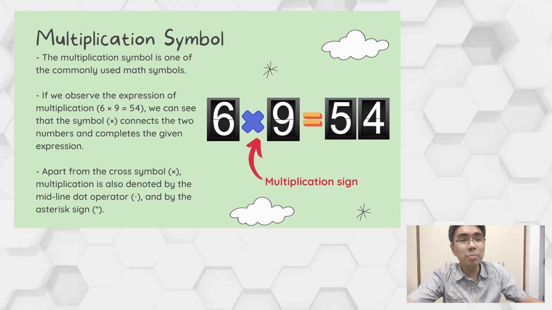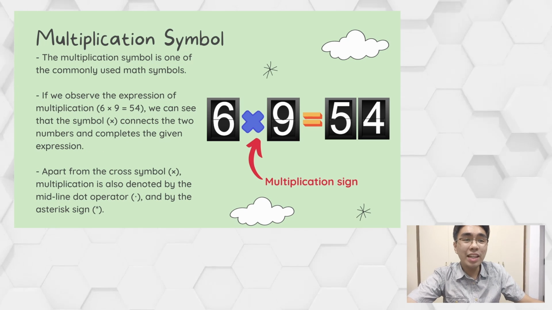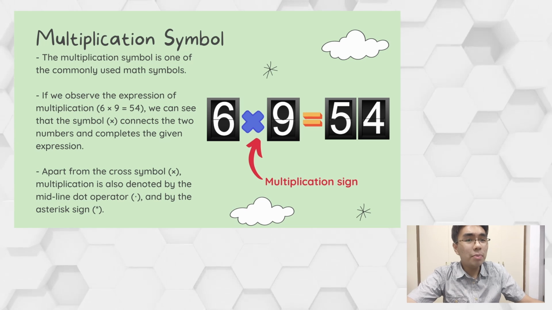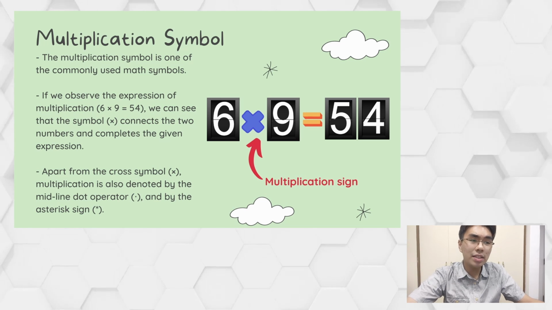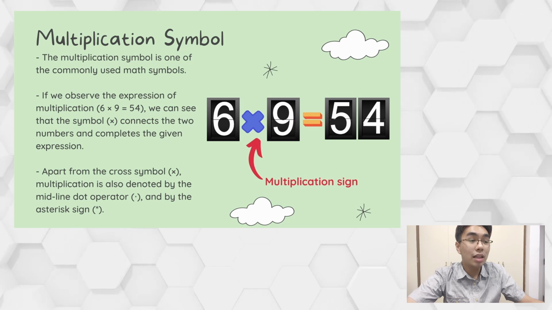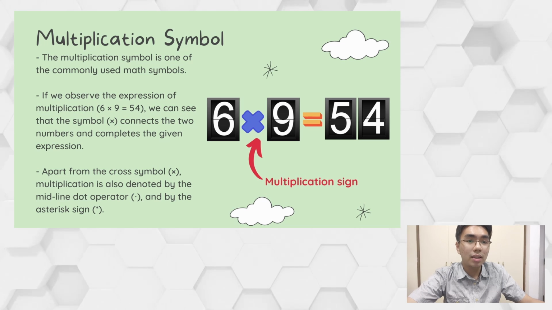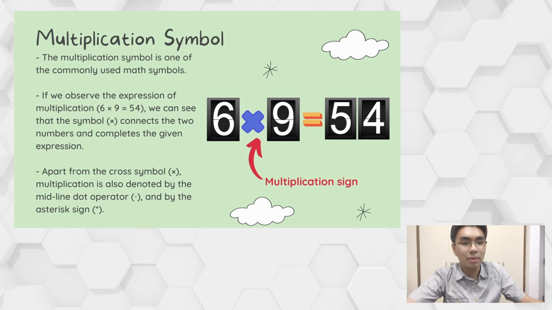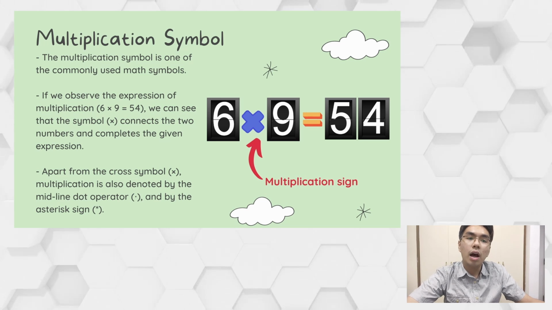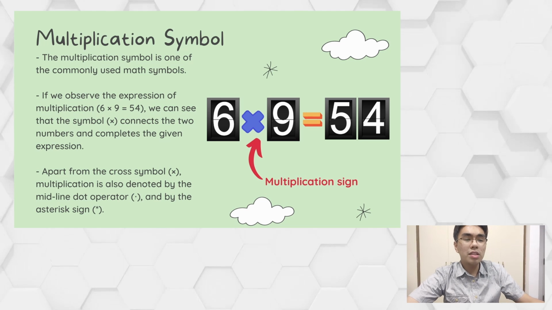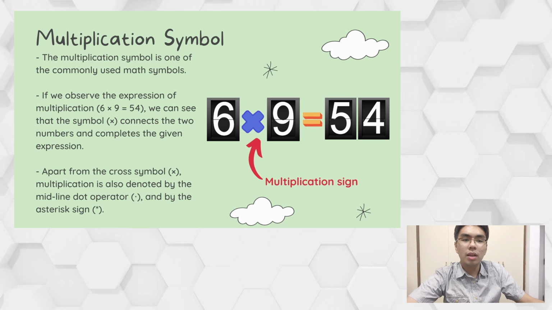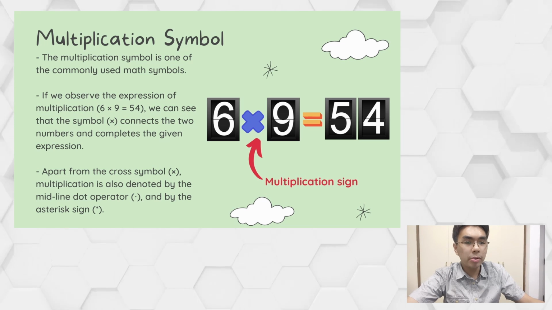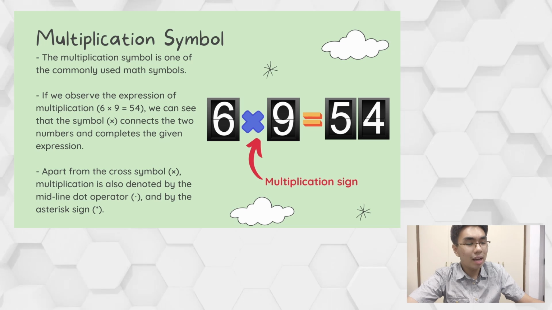Multiplication is used to simplify the task of repeated addition of the same number. Now for the multiplication symbol. The multiplication symbol is one of the commonly used math symbols. If we observe the expression 6 times 9 equals 54, the X symbol is the multiplication sign. Apart from the cross symbol or the X symbol, multiplication is also denoted by the midline dot operator and by the asterisk sign.